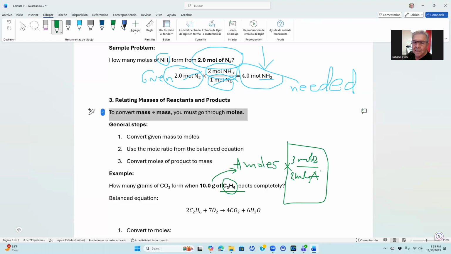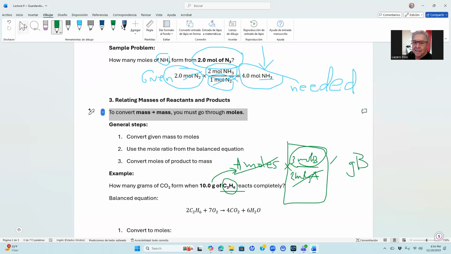What are you doing? When you cancel this with this, you get the moles of B. And after that, you multiply the moles of B by the molar mass, and you get the grams of B. That is what you are looking for.